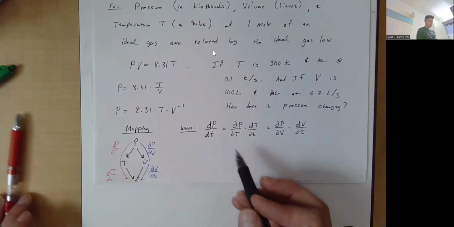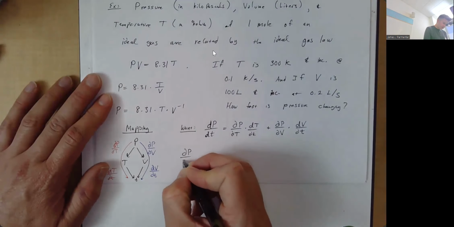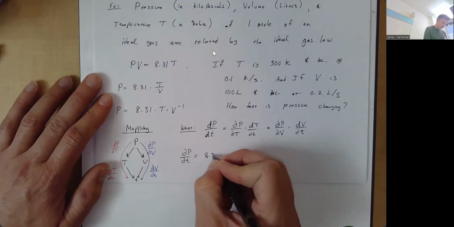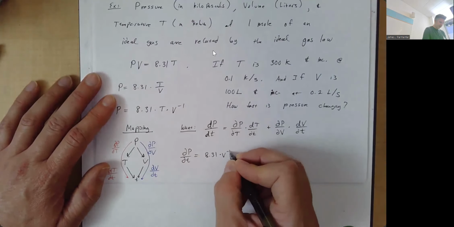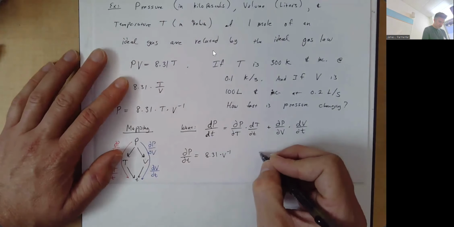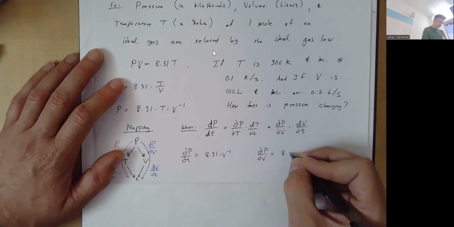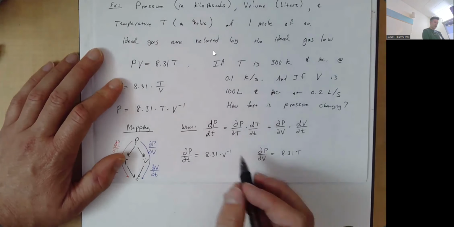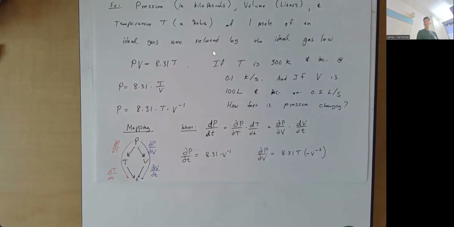Okay, so for del P del T, we have to actually find the derivative. Del P del T is equal to 8.31 times the derivative of T to the first, which is just 1, but then the V to the negative 1 hangs out. Similarly, for del P del V, if I take the derivative with respect to V, the 8.31 times T hangs out as a constant, and the derivative of V to the negative 1 is negative V to the negative 2.